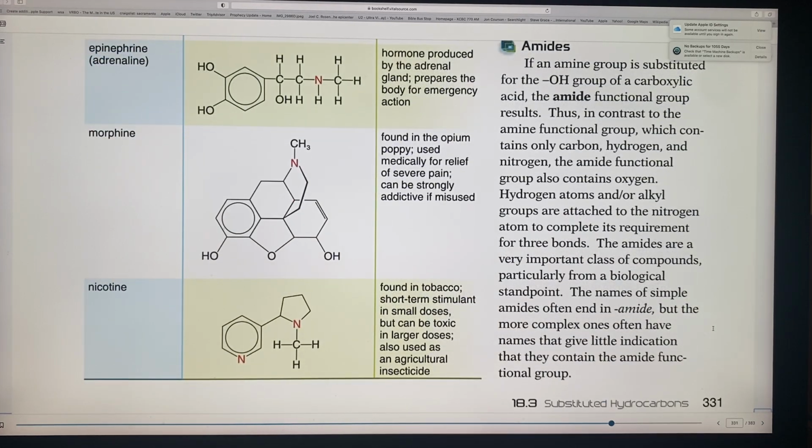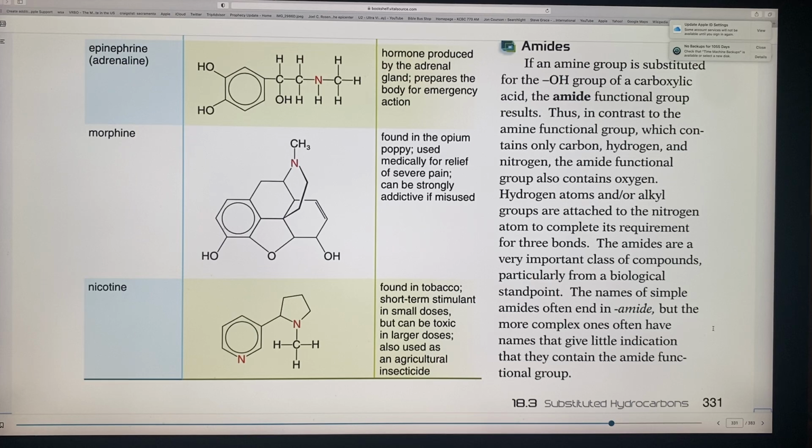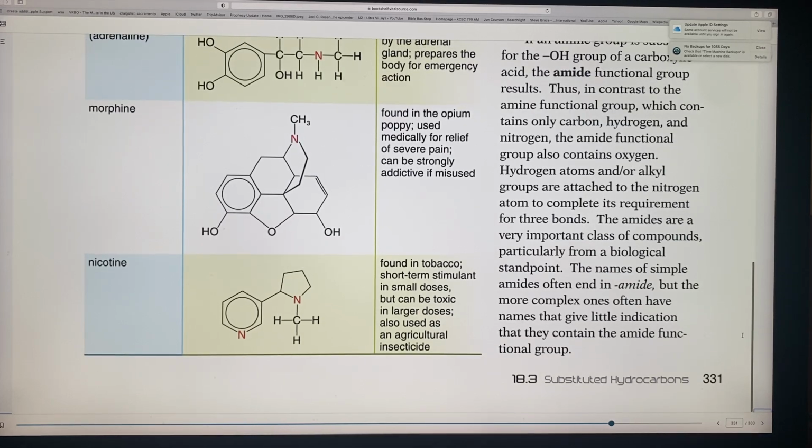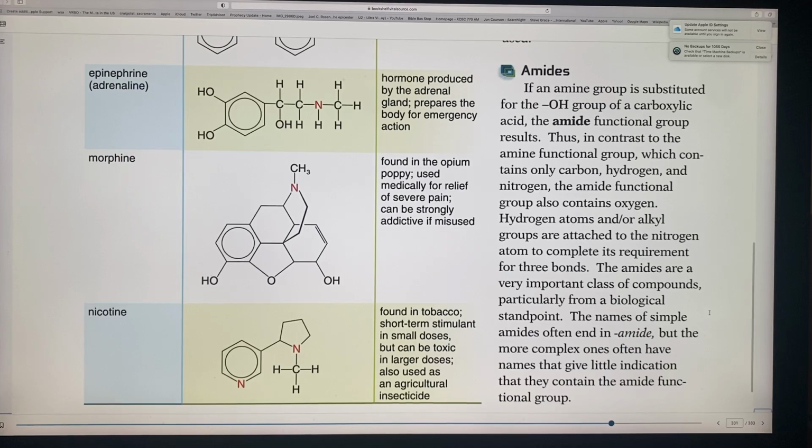Hydrogen atoms or groups are attached to the nitrogen atom to complete the three bonds required. The amides are a very important class of compounds from a biology standpoint. Names of simple amides often end in amide, A-M-I-D-E, but the more complex ones have different names, and you can hardly tell that it's an amide. Next we're going to get into biological hydrocarbons, and a lot of these are going to be in this category of amides.